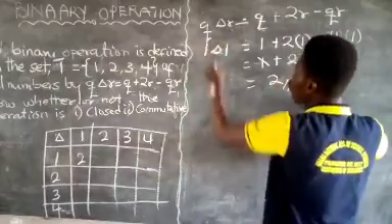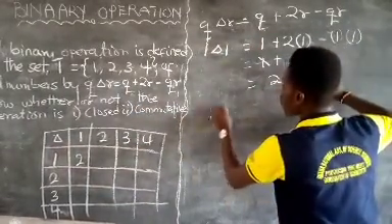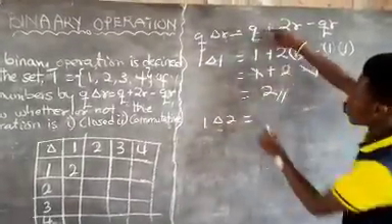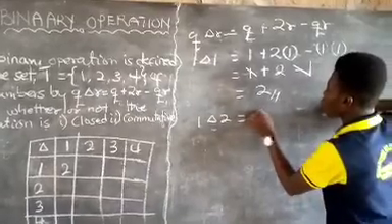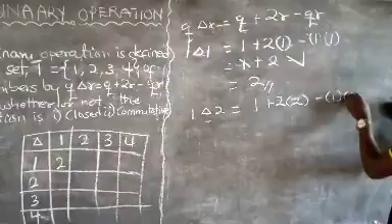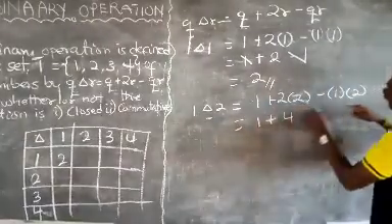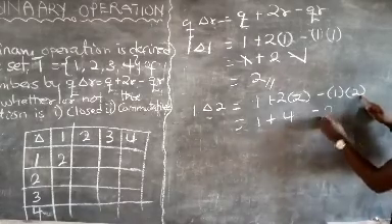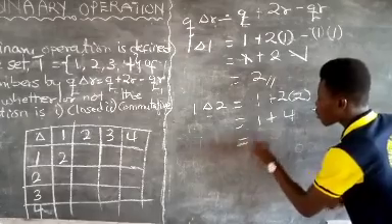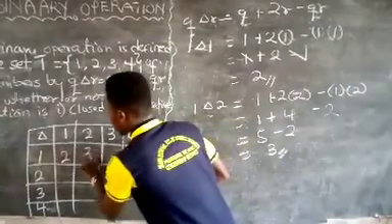Then we continue and take another one, 1 star 2. So we take 1 operation 2, that is 1 triangle 2, where Q is 1 and R is 2. So it is 1 plus 2 into bracket 2, minus 1 times 2. This gives us 1 plus 2 times 2, giving us 4, minus 2 times 1, giving us 2. So this gives us 5 minus 2, and that gives us 3. Then we fill in the 3 here also.